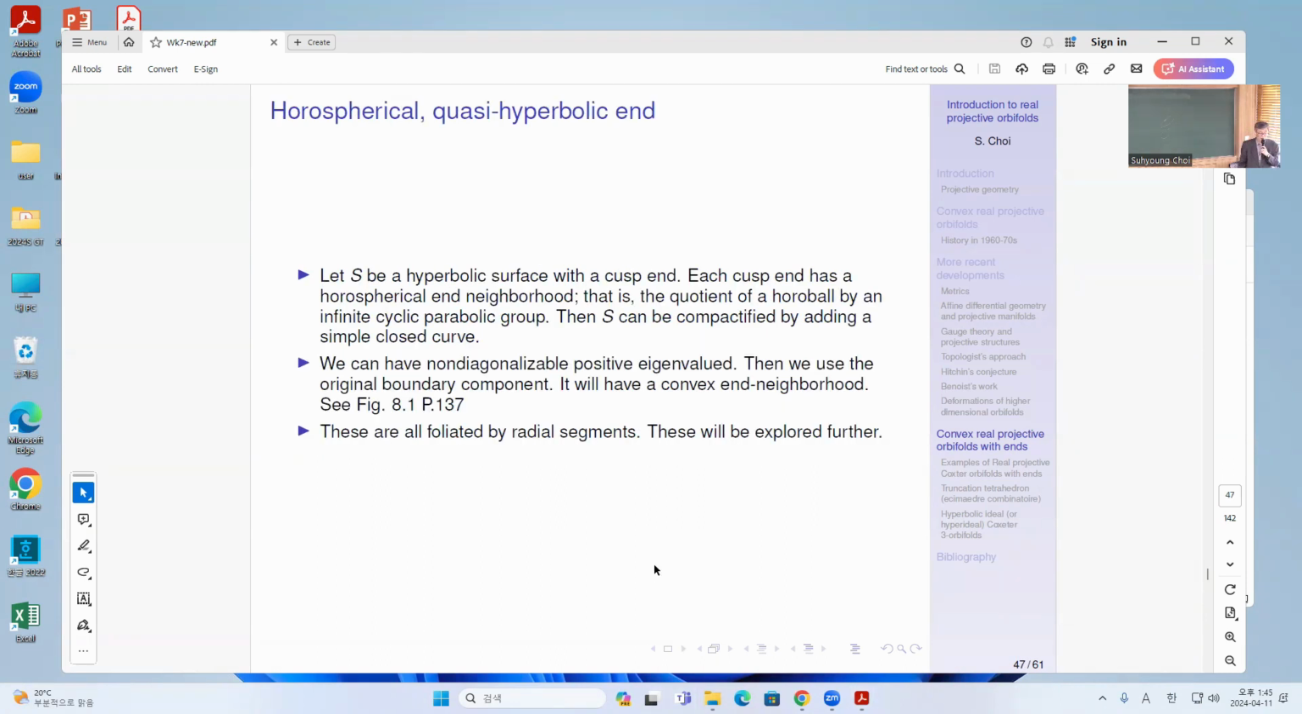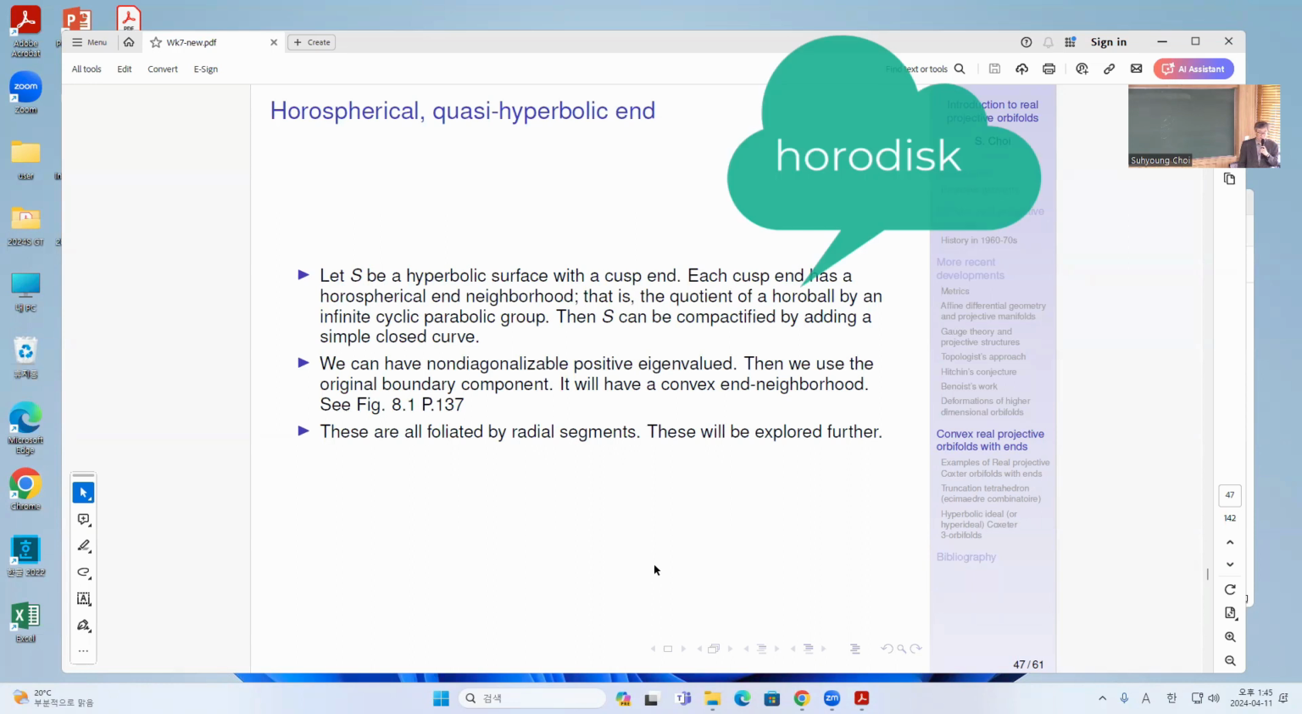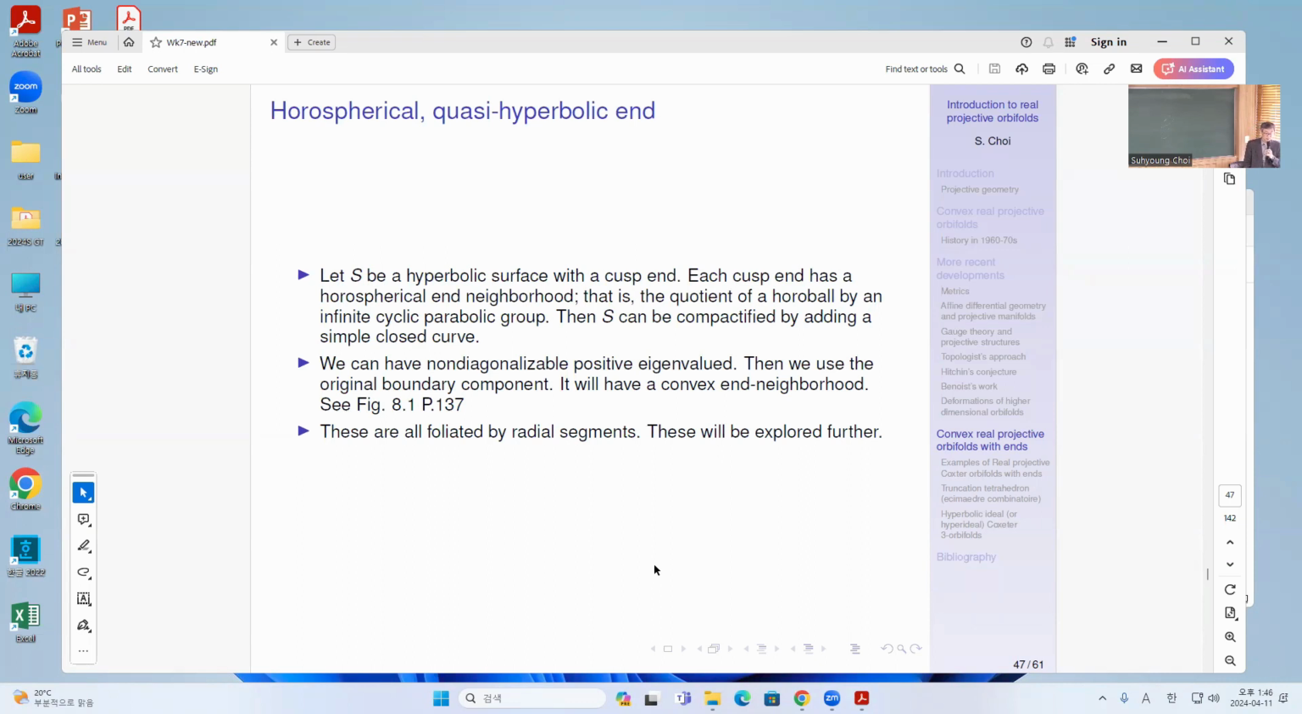I will start from the top of this page. Let's look at the horospherical and quasi-hyperbolic ends. If you have a hyperbolic surface with a cusp end, then each cusp has a horospherical end neighborhood. That is a quotient of a horodisk by an infinite cyclic parabolic group. Here again this is a tame end because you can compactify by adding a simple geodesic curve. Of course, the geometry is not the geometrical adding, but I'm just saying that it's still tame.